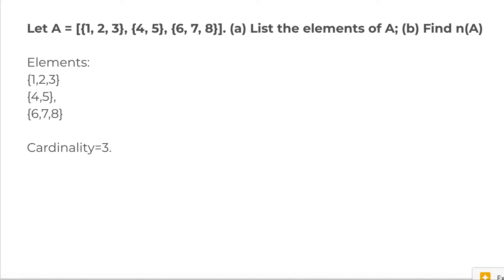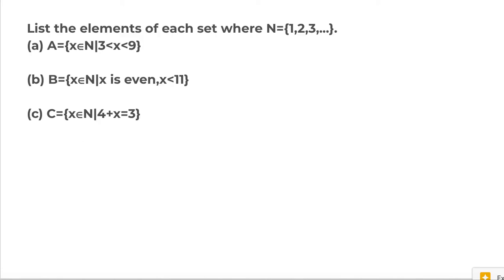Alright, let's look at the answers. I said there are 3 elements. So the elements are {1, 2, 3}, {4, 5}, and the set {6, 7, 8}. So 3 elements, and the cardinality, that is n of A, is 3 because there are 3 elements in it. Let's look at the next question.